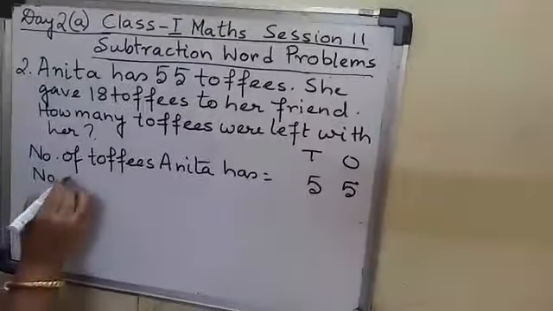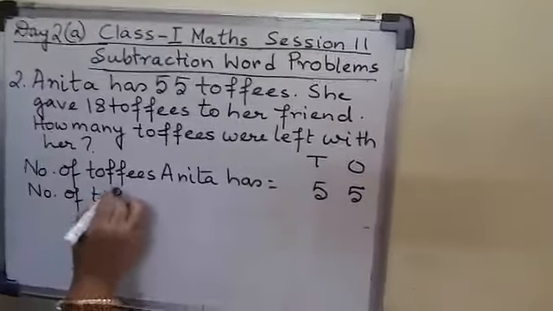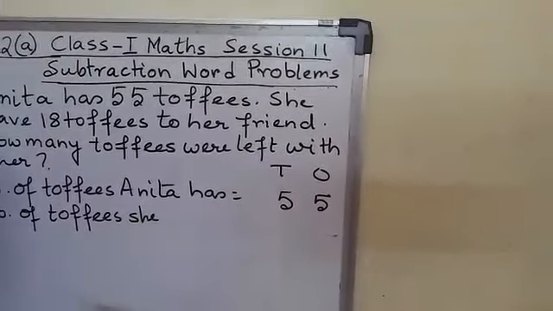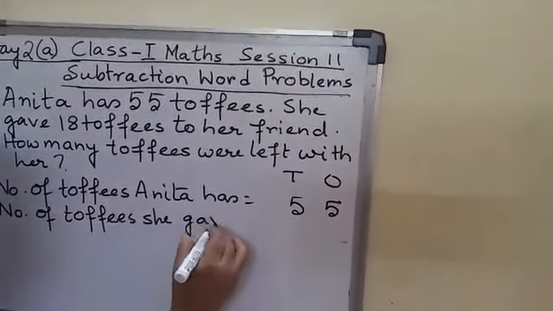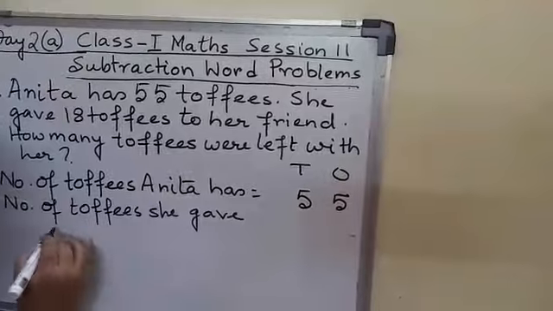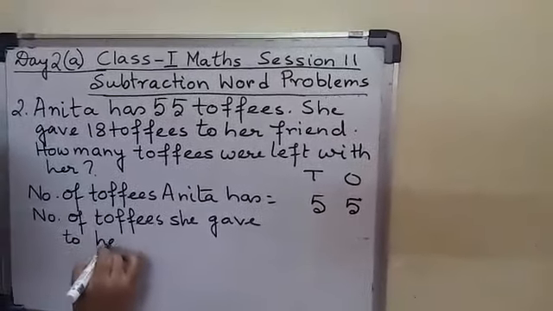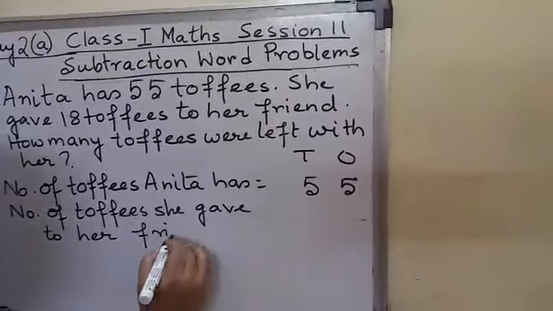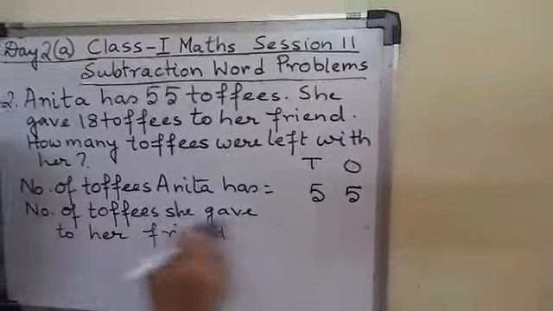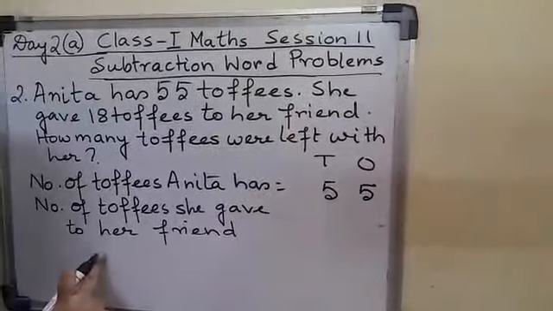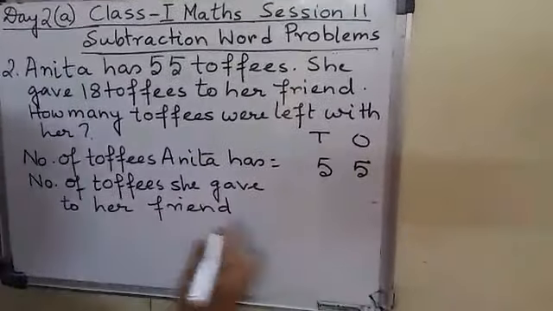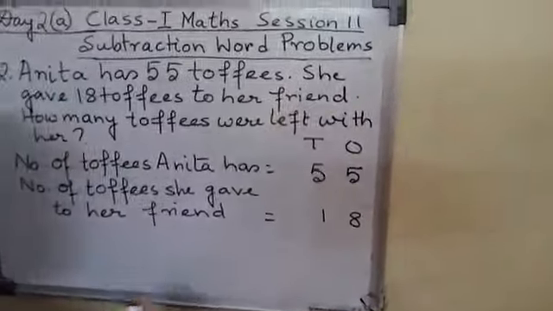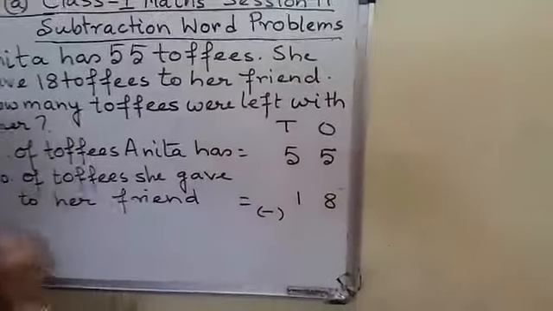Number of toffees she gave. She gave to her friend. If you cannot write down the statement in one line, you please split it in two lines. You can write it in two lines the way I have written. Number of toffees she gave to her friend equals to how many? 18. What do you need to do here? Subtraction. You put subtraction.